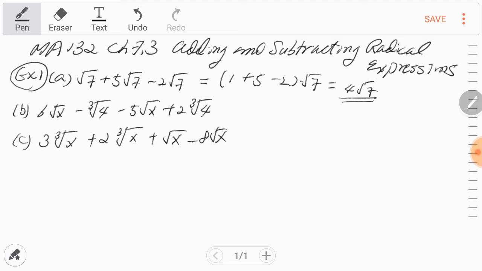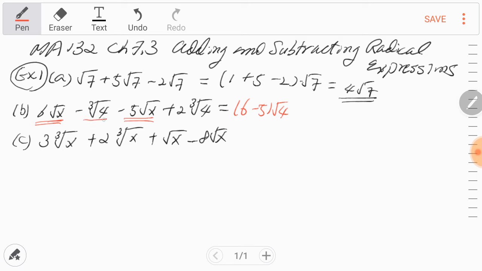Okay. And the next one, square root of x, just like combining like terms. We have square root of x, square root of x, and the cube root of x, cube root of x. So we can combine like terms. Let's combine this term and this term because they have square root of x. So 6 minus 5 is what? What we can do is add up the coefficients. 6 minus 5, square root of x.